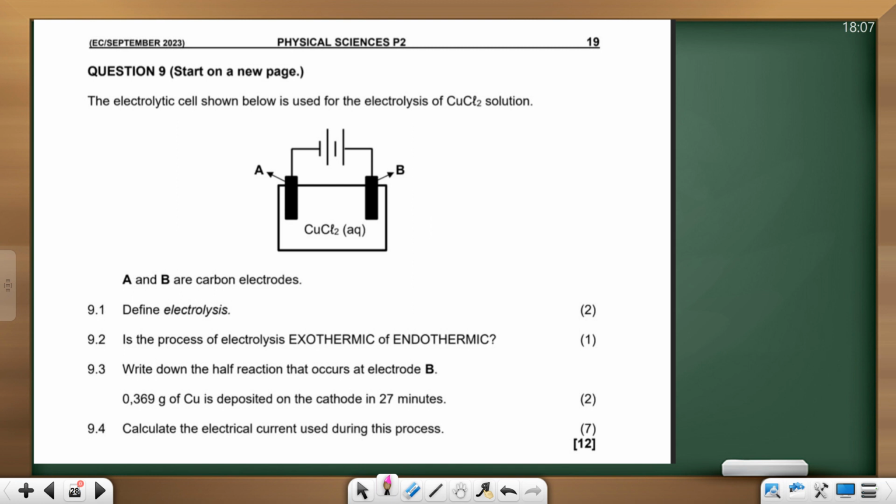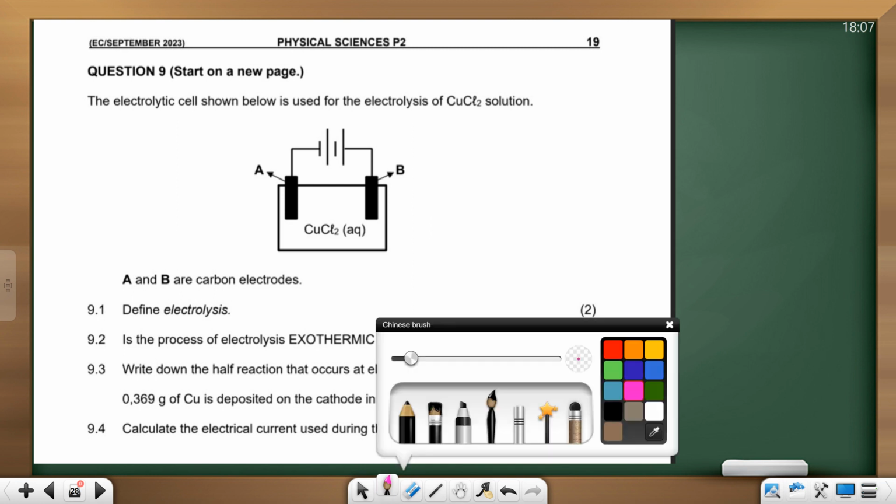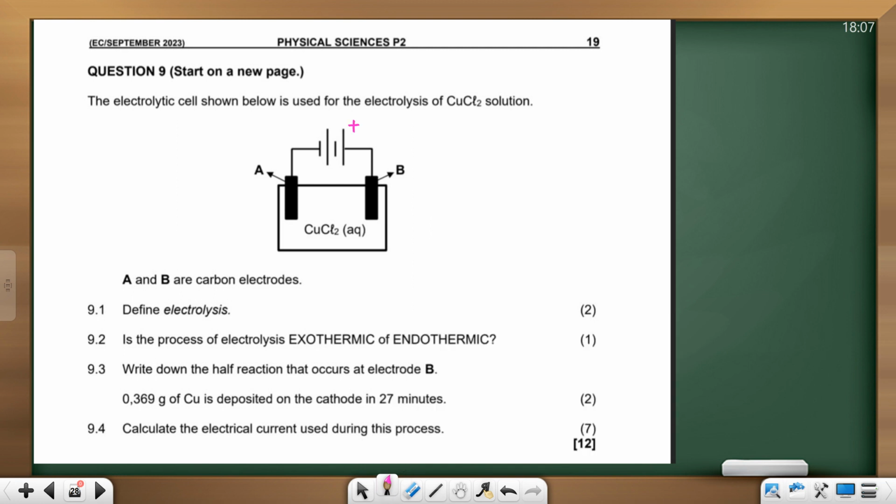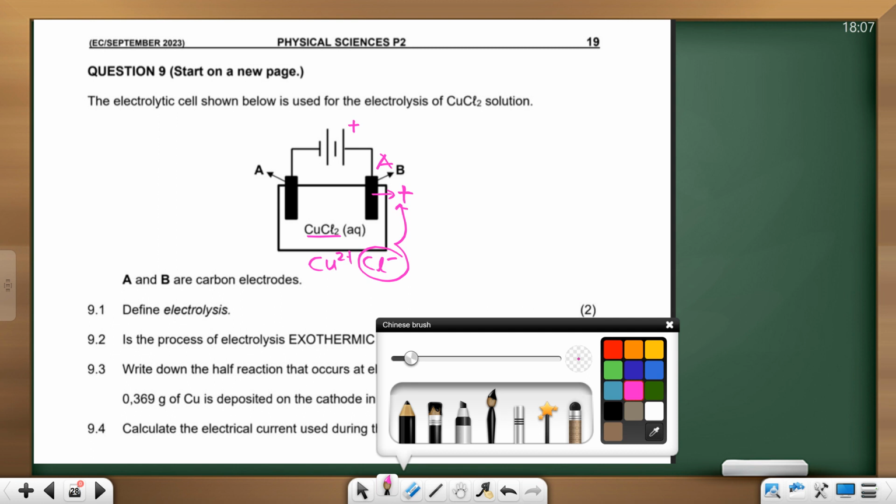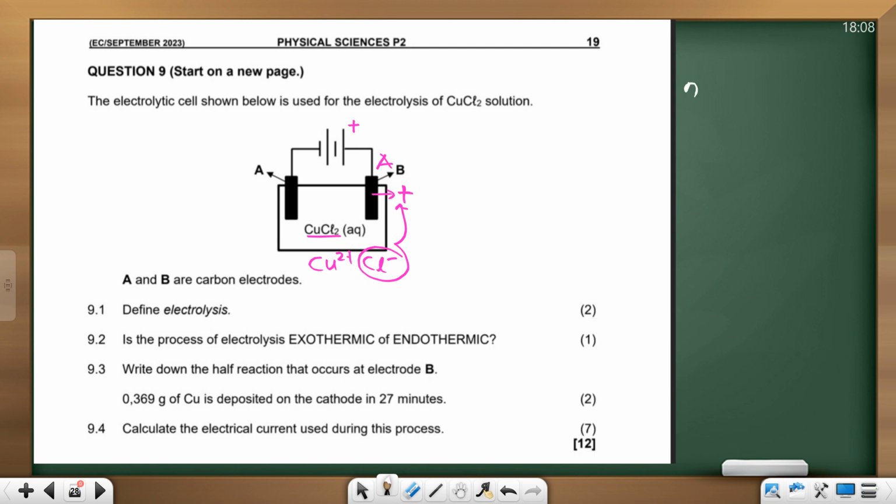Write the half reaction that takes place at B. B is the positive one, right? And that is the anode. Make sense? This one here is positive. The solution contains Cu2+ and Cl-, so already we have our equation.